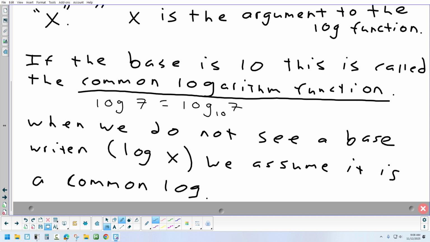Any questions on what's called the common log or where the button is on the calculator? Yes? How do you do subscript on a calculator? Like to put in a log with a different base. We'll talk about that. Yeah, we'll talk about that.